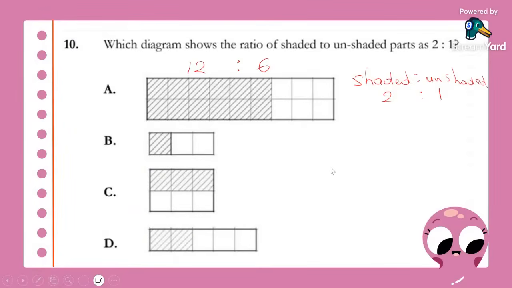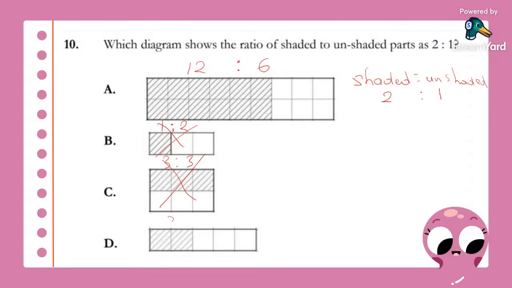All right, but let us look at B. B has 1 shaded part, 2 unshaded parts. This is wrong because the bigger part in B is unshaded. In C, we have 3 shaded to 3 unshaded. It's the same. That's also incorrect because it should be a ratio of 2 to 1.